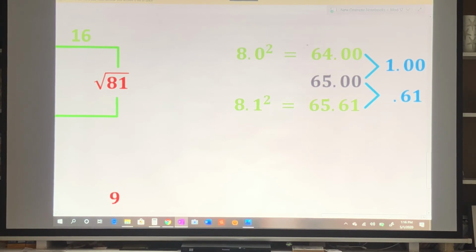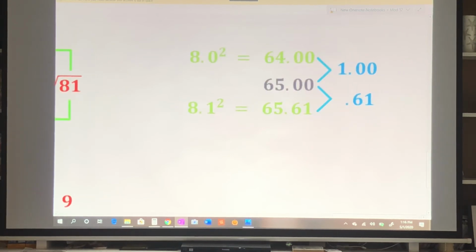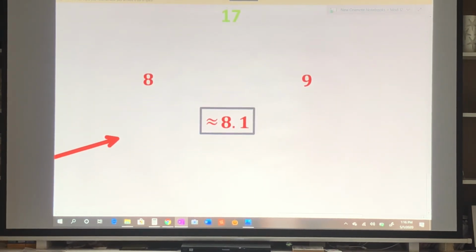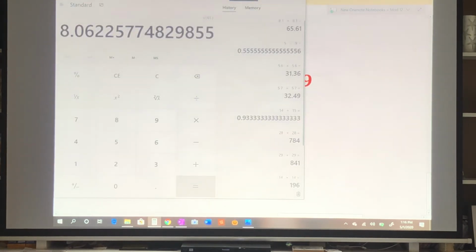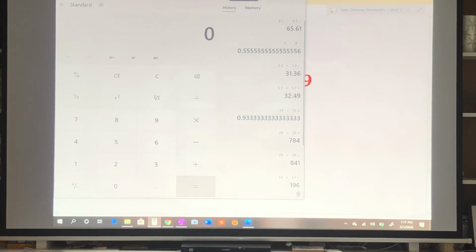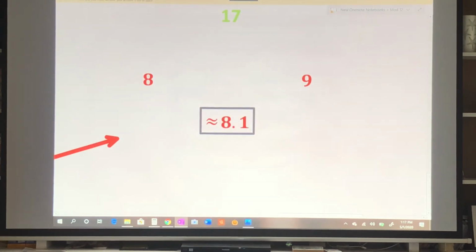Well, how far is it from 64 to 65? It's like $1, right? And from 65 to 65.61, it'd be like 61 cents. It's closer to 8.1, and that's my guesstimate, 8.1. And if I did the math, oops, let's do it again. The square root of 65 is 8.06, which rounds off to 8.1 when you round to the 10th place, and that's our answer.